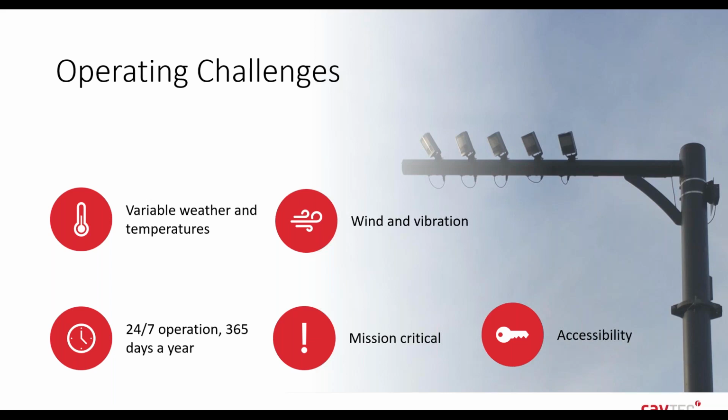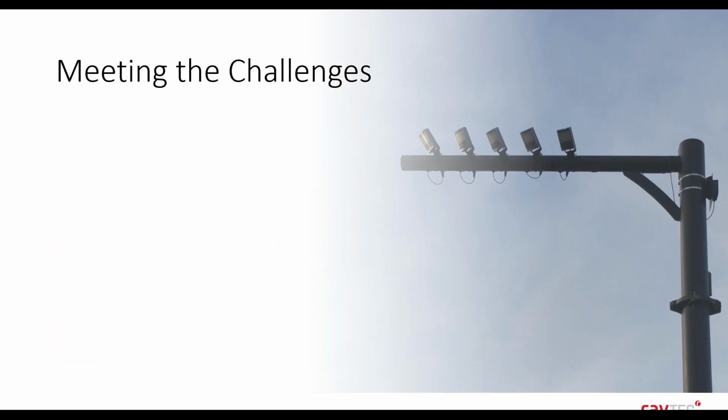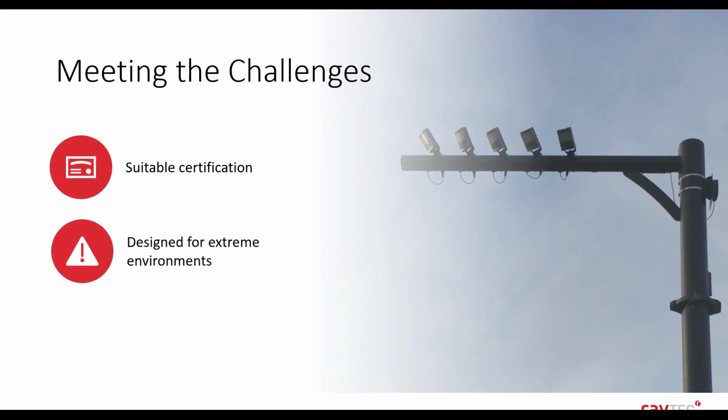So with those factors in mind, what do you need to consider when you're specifying an illuminator? First, you need to check the certification of the illuminator that you're specifying to ensure it complies with the demands of the application. Do the temperature ratings match the demand of the environment? Has it been tested against vibration and so on? The illuminator, as we've said, needs to be designed and fit for use in extreme environments.